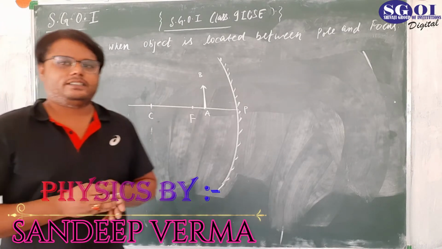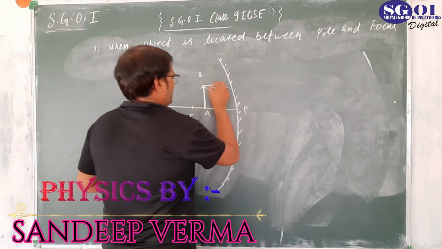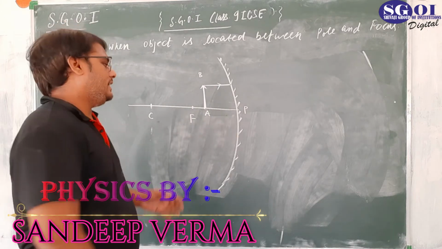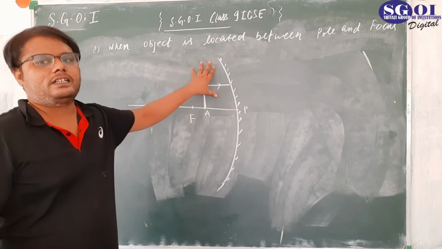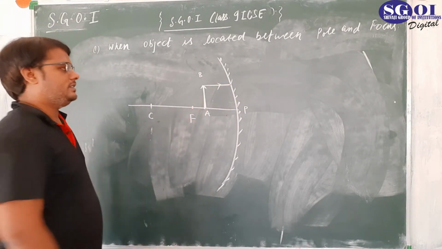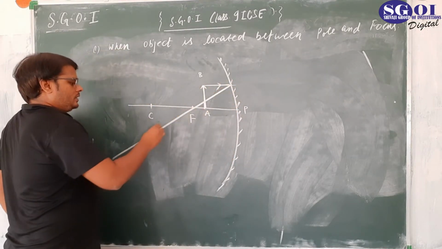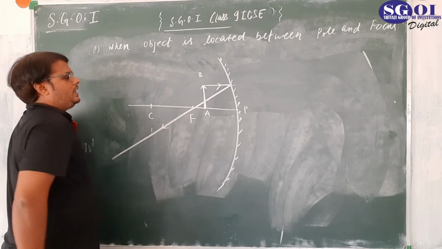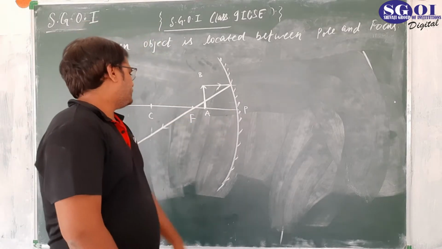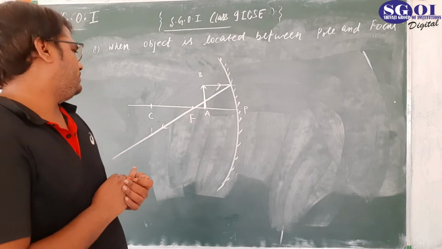We need two incident rays, and what does our rule say? That one ray we should take parallel to the principal axis, and a ray which is parallel to the principal axis always goes through focus after reflection from the mirror. So this ray is going to pass through focus after reflection from the mirror. So this is our first reflected ray.